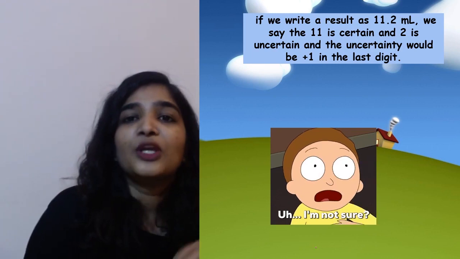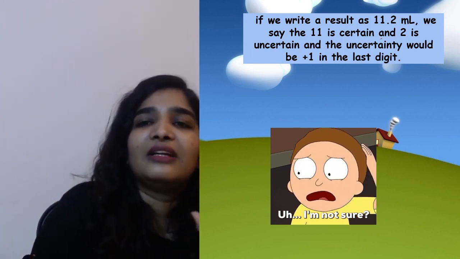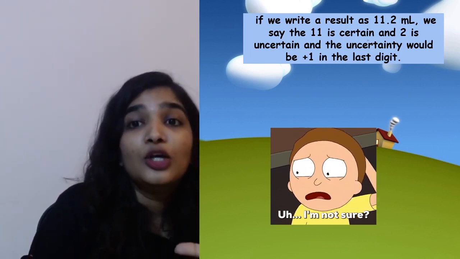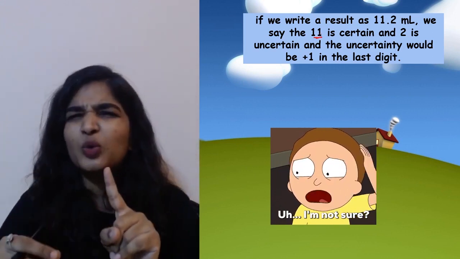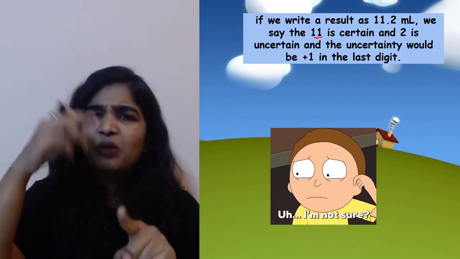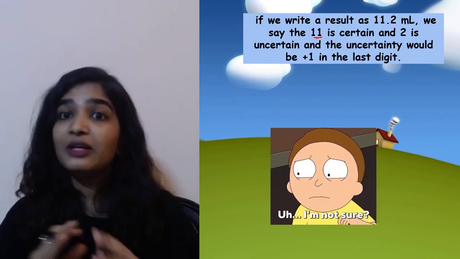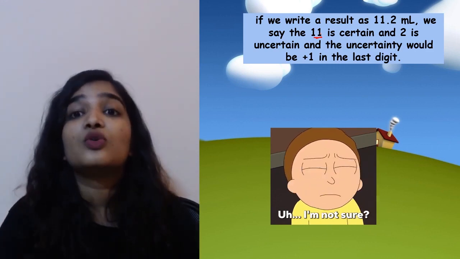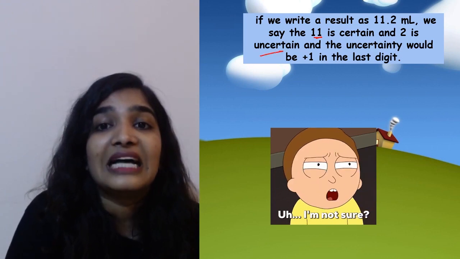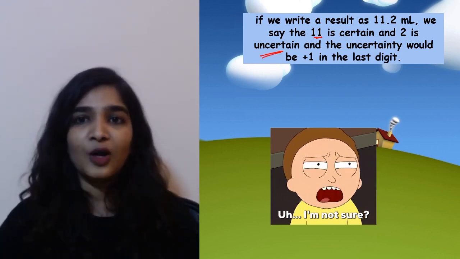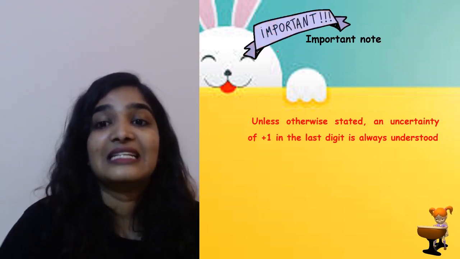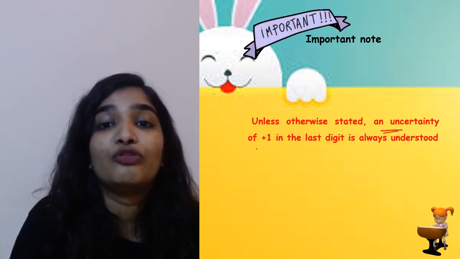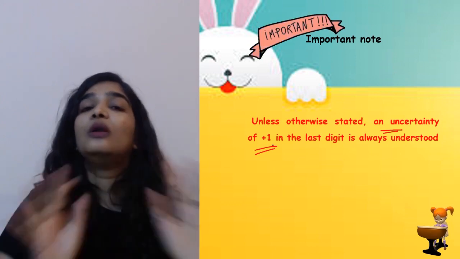Okay, see. If you write a result as 11.2 ml, you are very certain about 11. But the 0.2, it can be 0.1 also, 0.3 also, right? You're not very sure. So this is the uncertainty. Unless otherwise stated, an uncertainty of plus or minus 1 in the last digit is always understood.